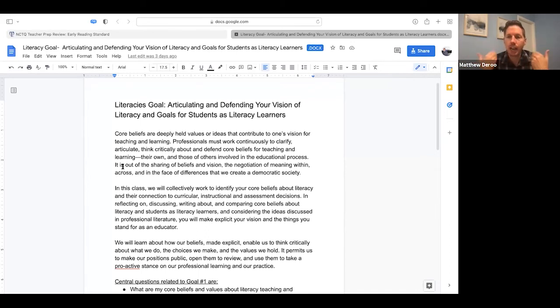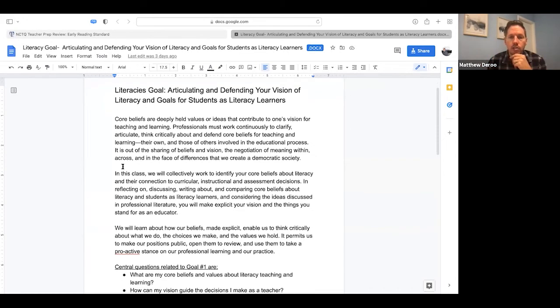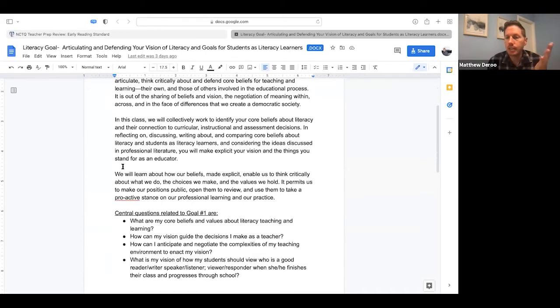So again, this is what I share with my students, and I have them write their own goals for literacy from a US perspective, but I think this could work in different cross-cultural perspectives as well. So I present this to my students in the second or the third class of the semester. And I say, in this class, we will collectively work to identify your core beliefs about literacy and the connection to the curricular, instructional, and assessment decisions you make. Again, the talk tonight has been all about this. How do we monitor? How do we assess? How do we teach? What does the curriculum say? These things are all working together to support and to deliver our goal about literacy.